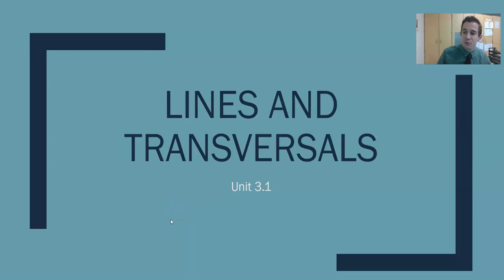We're in Unit 3. We're talking about parallel lines. Today we're going to be introducing parallel lines and transversals. We're going to be talking about some generic terminology and some unique characteristics and relationships that exist with parallel lines and transversals, and we'll discuss what those are.